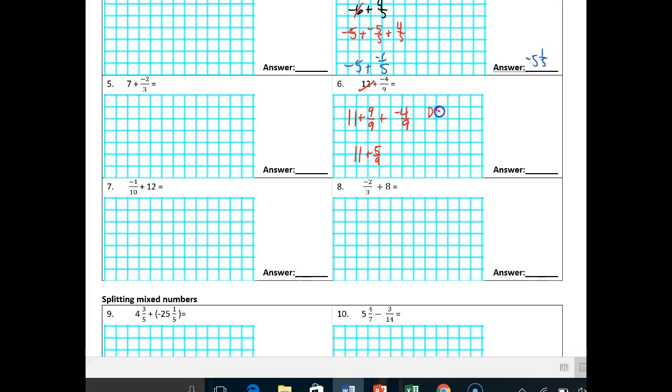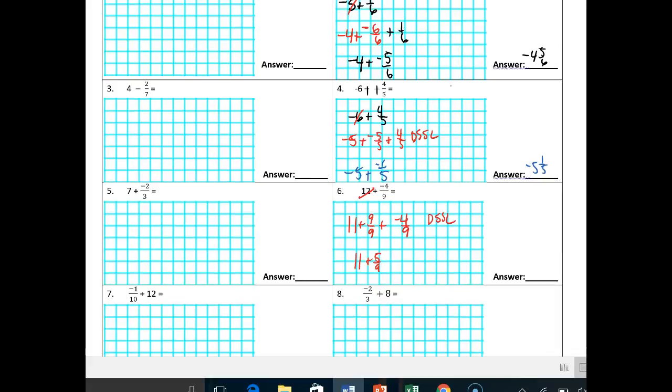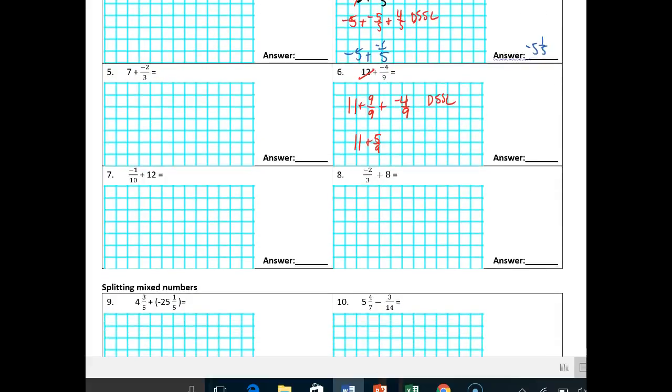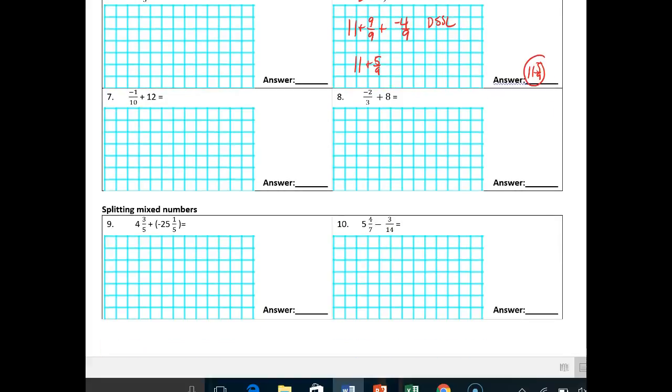Every single problem thus far that I've worked with has been a DSSL problem. You know, go ahead and label that. We have had nothing but DSSL when we're trying to subtract those fractions. So 11 and 5/9 are the same sign, so 11 and 5/9. Just slap them together.